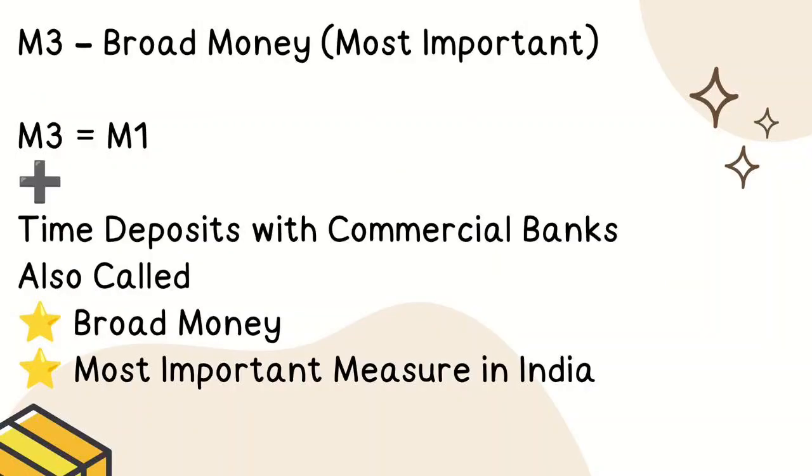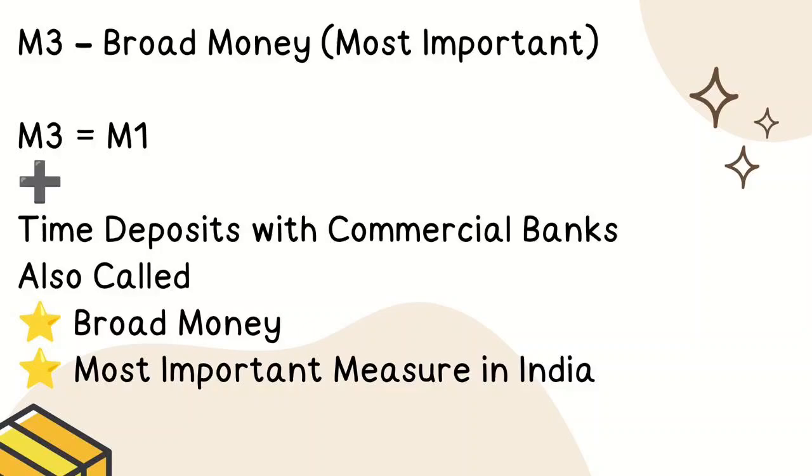Now we come to the most important measure for the CBSE board exam, that is M3. If you remember only one measure perfectly, let it be M3. Why? Because in India, economists and policymakers commonly use M3 while studying money supply. Now let's understand the formula. M3 includes everything in M1. Then we add one more important component, time deposits with commercial banks.